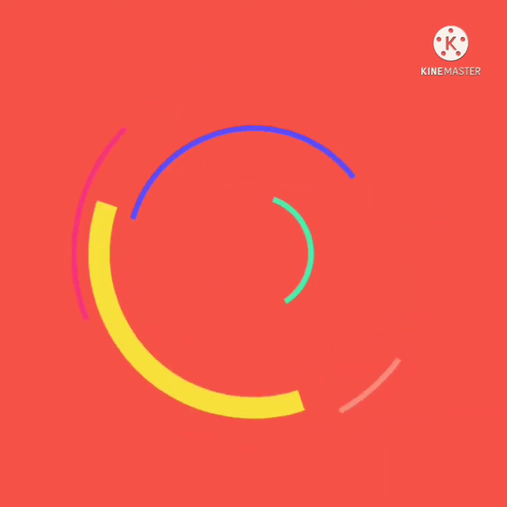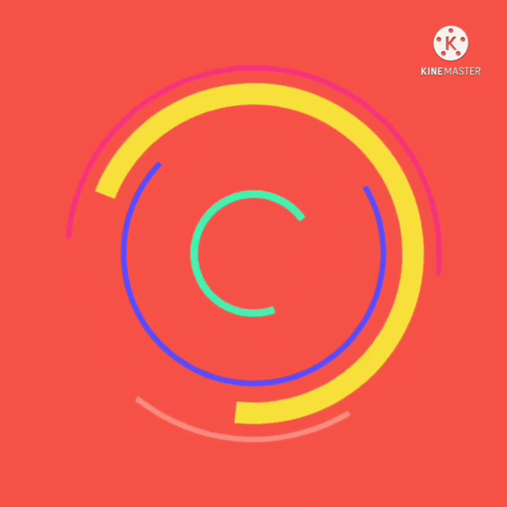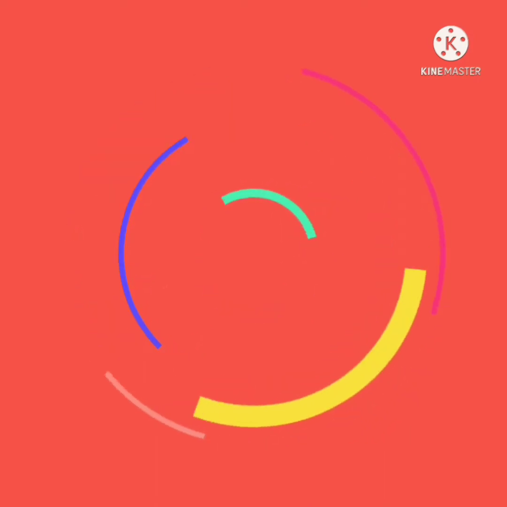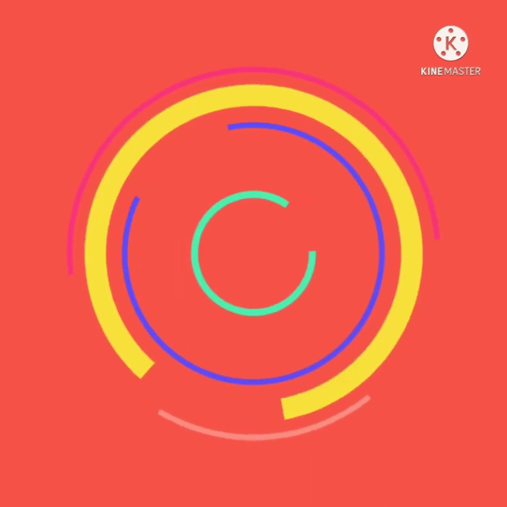Range of hearing in humans: 20 hertz to 20,000 hertz. Hertz is the unit of frequency. Below 20 hertz is called infrasonic and above 20,000 hertz is called ultrasonic.